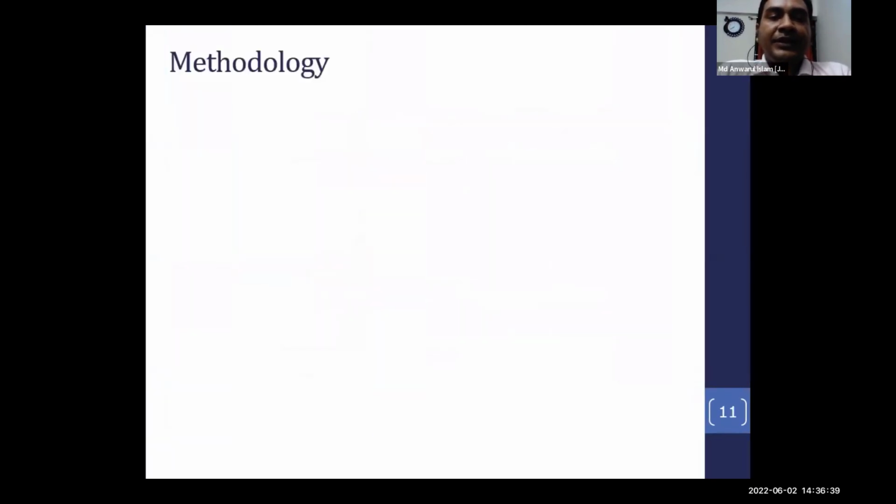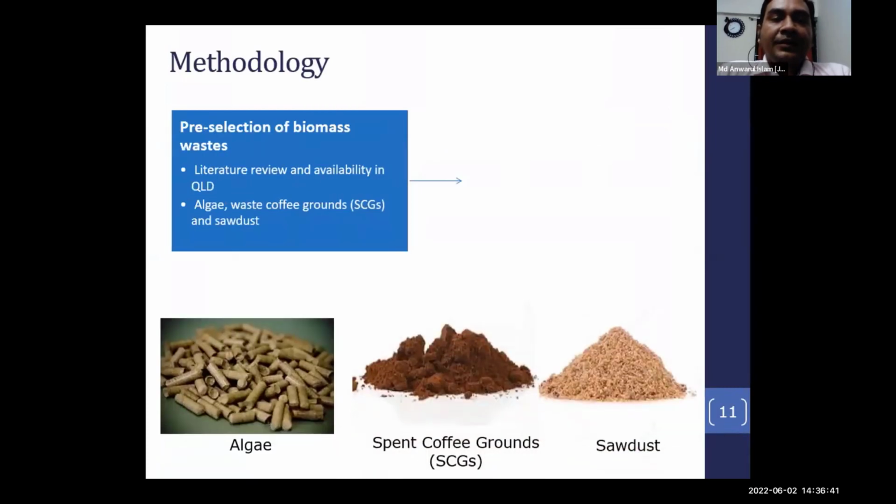So the methodology. Based on the literature review and availability in Queensland, I have selected algae, waste coffee ground, which is the spent coffee ground, and then sawdust. The reason for this selection: the algae, based on the literature review, has a different composition than other biomasses.